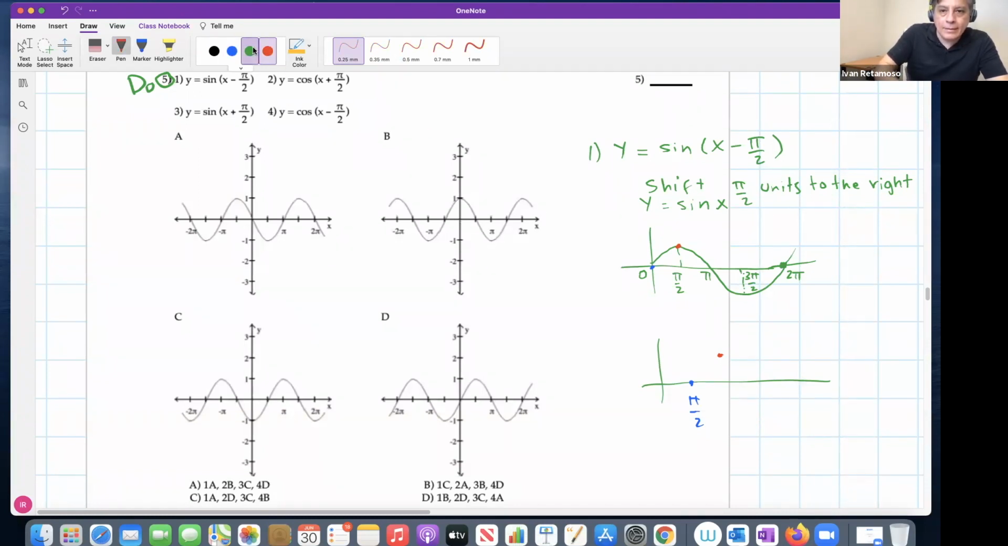Everything moves. This point moves here, everything moves. This is y equals sine of x minus pi over 2 compared to this one, y equals sine of x. So clearly one should go with the one that is shifted. This one I think is this. Shifting sine, you get this. Very tricky. Yeah, one should go with C.